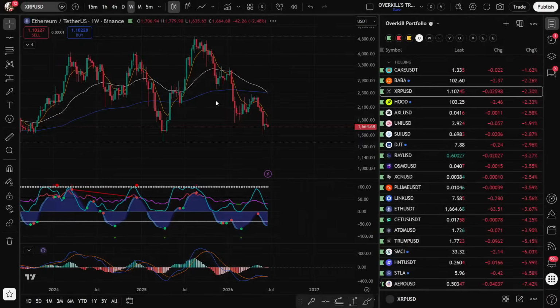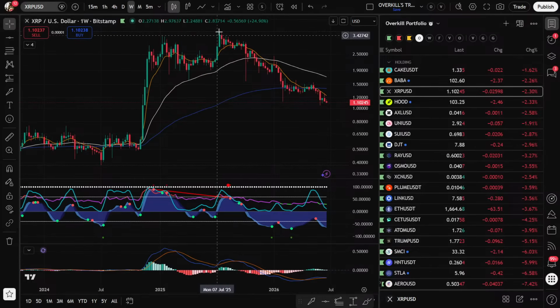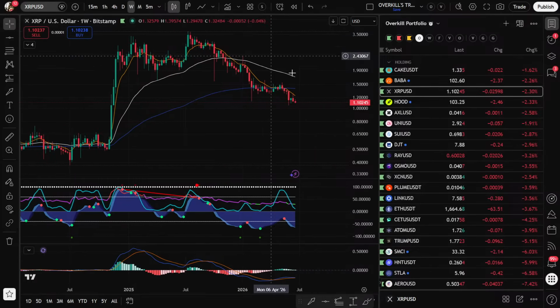Same thing with XRP. Again, everyone was jacked up and excited about XRP up here, right? Now people are laughing at you for buying it down here at $1. There were people buying up here at 350. So again, when the wave is up here is when we sell, guys.